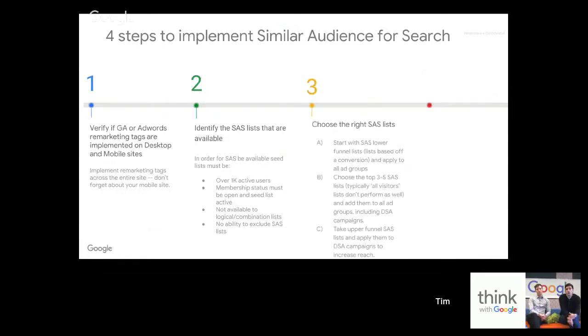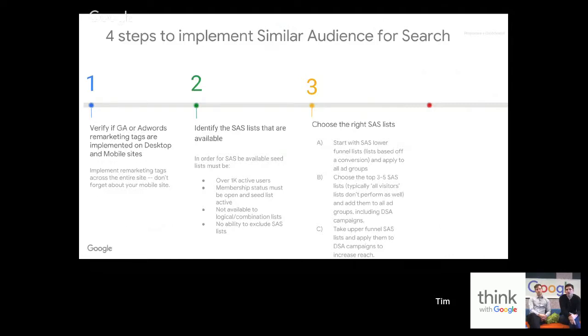Moving on, we want to choose the right similar audiences for search lists as well. We don't want to put every list that's out there. There's definitely ones that are more applicable than others. If we're thinking of, for example, an e-commerce business, the one that comes to mind for me is similar to basket abandoners. So we want to start with the similar audiences for search which are on the lower aspect of the funnel, just the ones that will probably fuel some performance for you, and then choose the top 3 to 5 similar audiences lists.